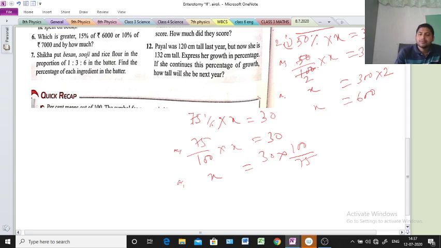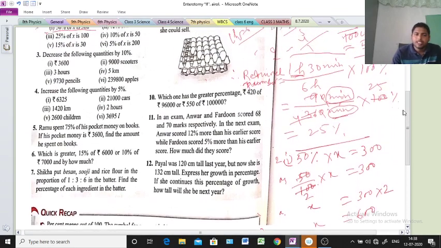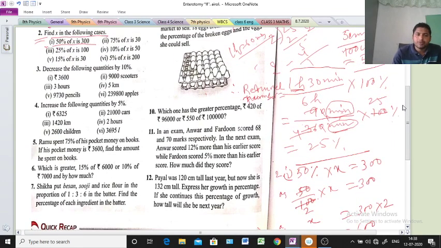Now cancel it. See, 75 and 100 will be cancelled by 25. 25 fours are 100 and 25 threes are 75. And another thing, 3 tens are 30. That means 10 into 4 is 40. That is the answer. Clear or not? Understood everyone? This way we find out all problems.